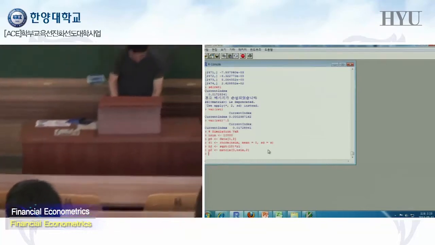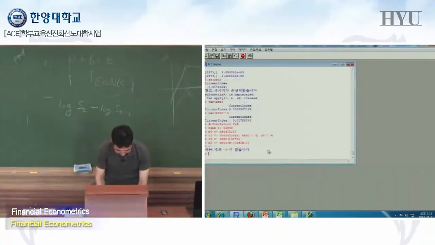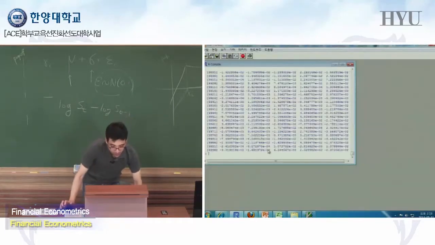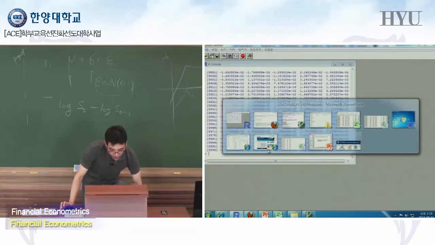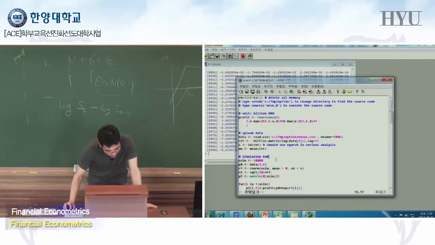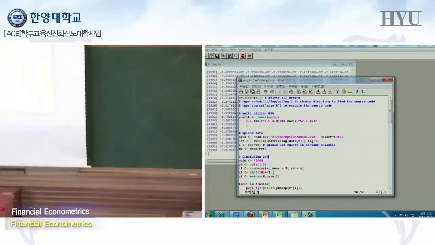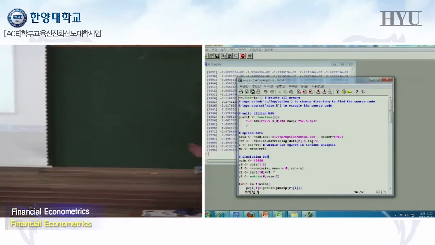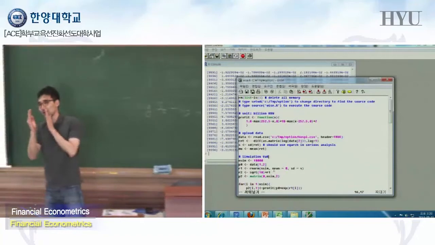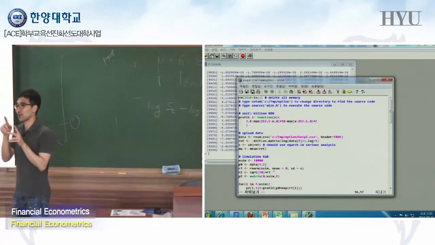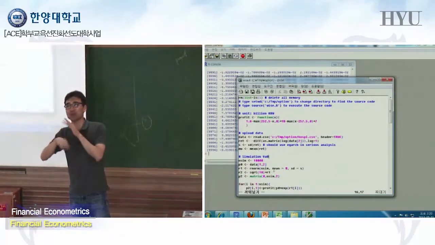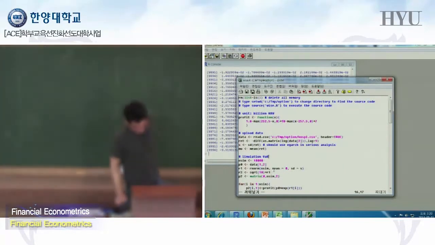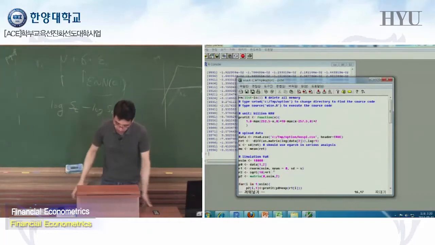Okay, so R1 looks like this. And second, R2 is square root of this one. So R2 is what? R2 is if I multiplied root 10, so it is R1 times root 10, so it is like a 10 day return. 10 day return.